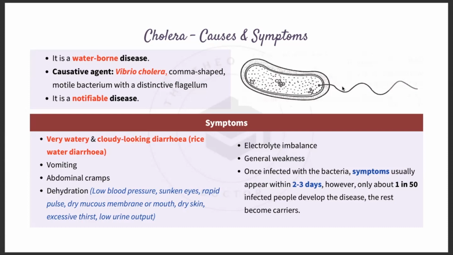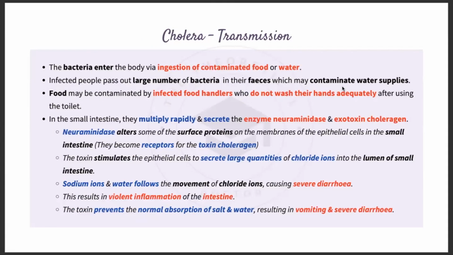So how to spot dehydration? There's low blood pressure, sunken eyes, rapid pulse, dry mucous membrane or mouth, dry skin, excessive thirst, and low urine output. There's also electrolyte imbalance, generalized weakness, and once they are infected with the bacteria, the symptoms usually appear within 2 to 3 days. However, only about 1 in 50 infected people develop the disease, and the rest of the people become carriers.